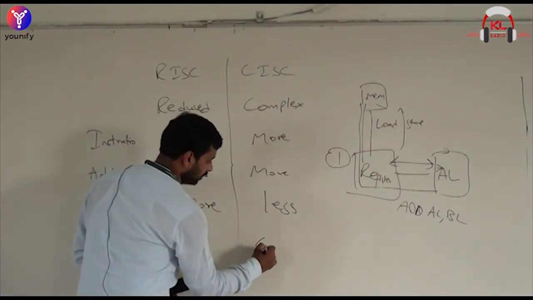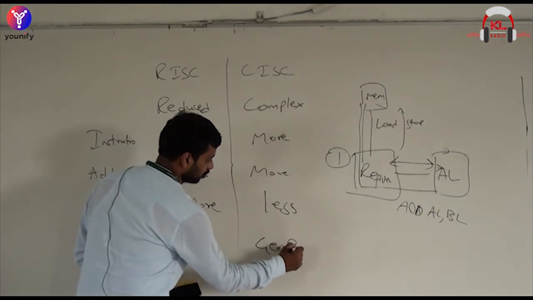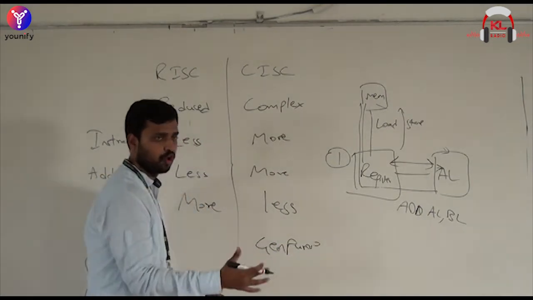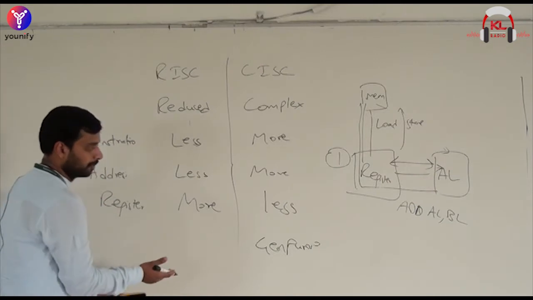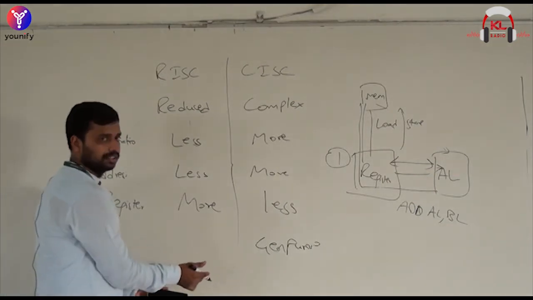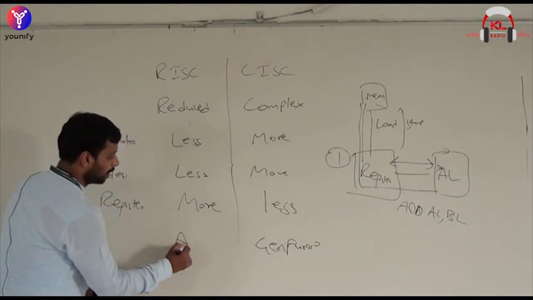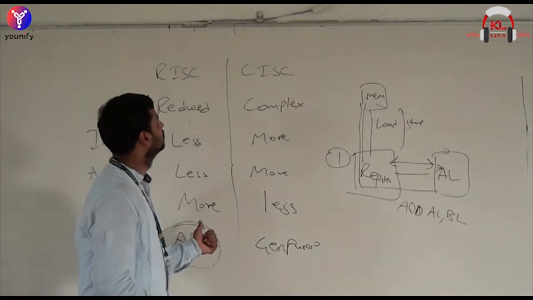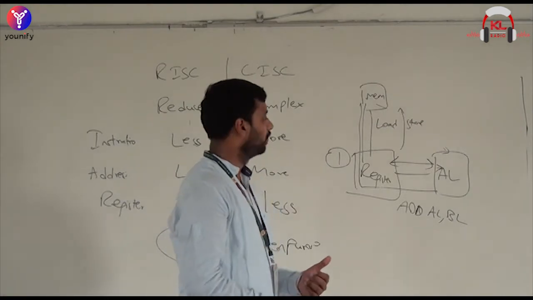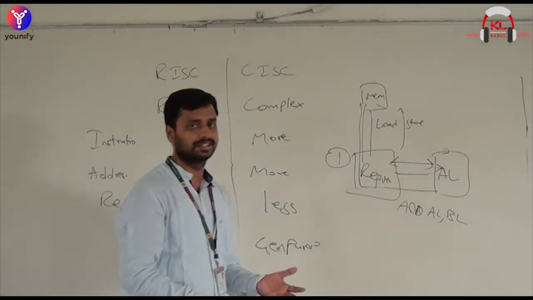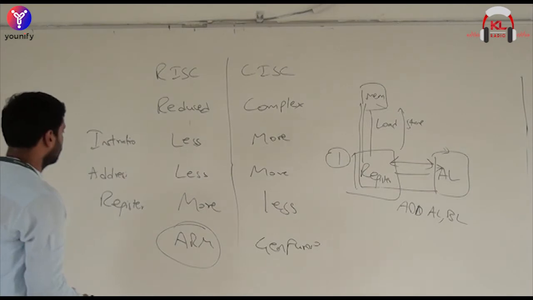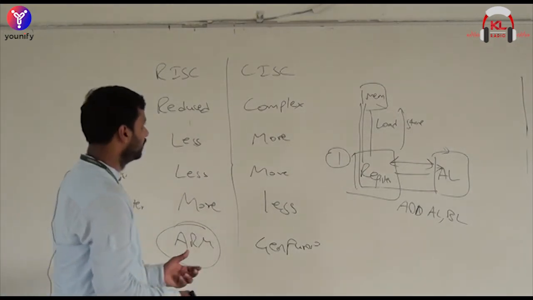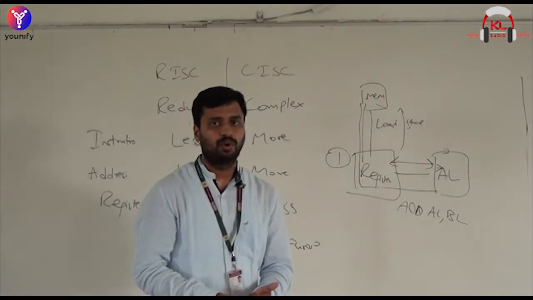Where are these being used? These will be used in general purpose operations, which require more combinations, and this will be more evident in application oriented systems. Maybe your mobile phones come with an ARM processor. Your mobile phones use RISC architecture, whereas your laptops use CISC architecture. So these are a couple of differences which will help us understand what RISC and CISC are.